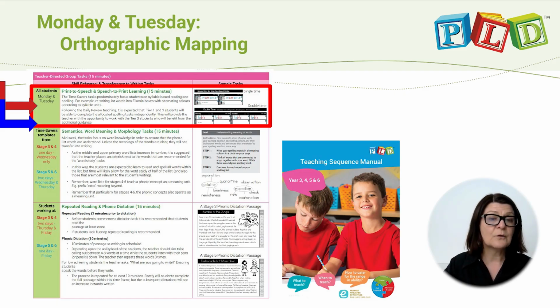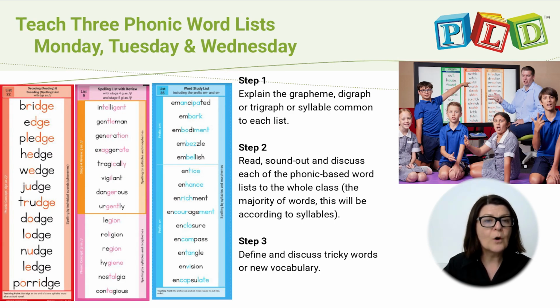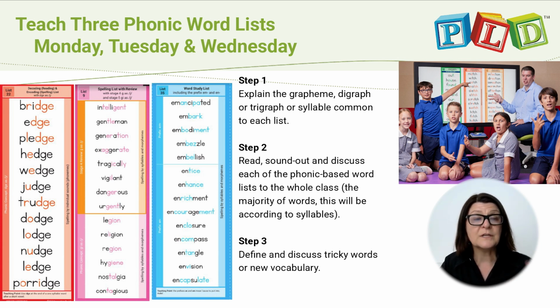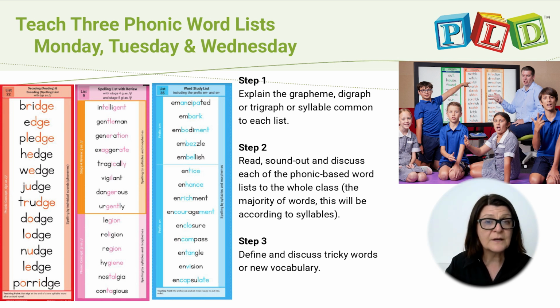So starting with that orthographic mapping over 2 days. Explain what is the phonic concept, what is the digraph, the trigraph, the syllable unit in the first list, reading and sounding out the words. Bridge, b-r-i-j, bridge. And in this list here, what is the phonic concept?